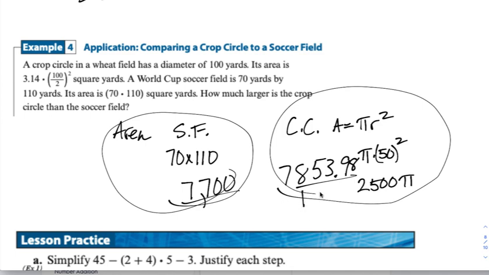The difference is going to be 153.98, 153.98 square yards. That's going to be the difference. All right, I hope that made sense.